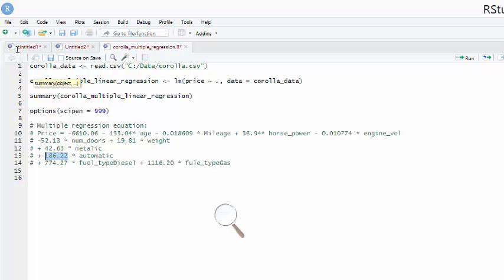Any questions about how we write out the regression equation and how we interpret the coefficients for the regression equation?